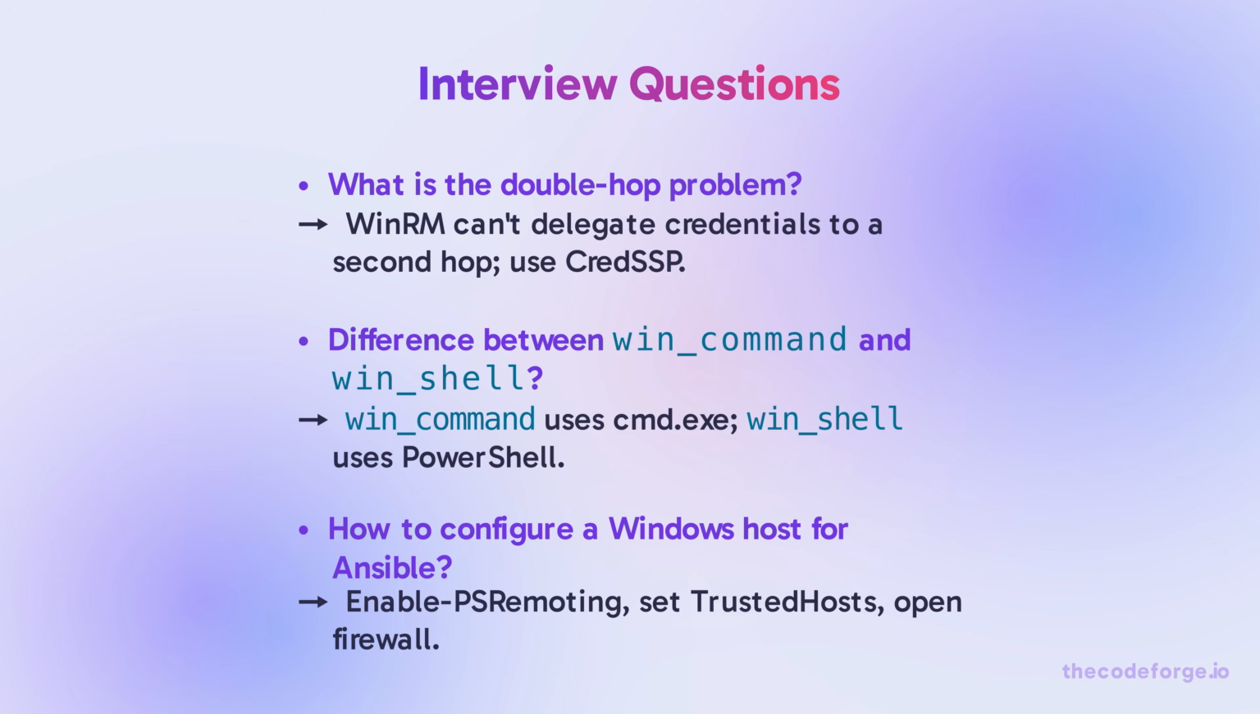Let's run through some common interview questions. What is the double hop problem? WinRM can't delegate credentials to a second hop. Use CredSSP. Difference between win_command and win_shell? win_command uses cmd.exe. win_shell uses PowerShell. How to configure a Windows host for Ansible? Enable PS remoting, set trusted hosts, open firewall.